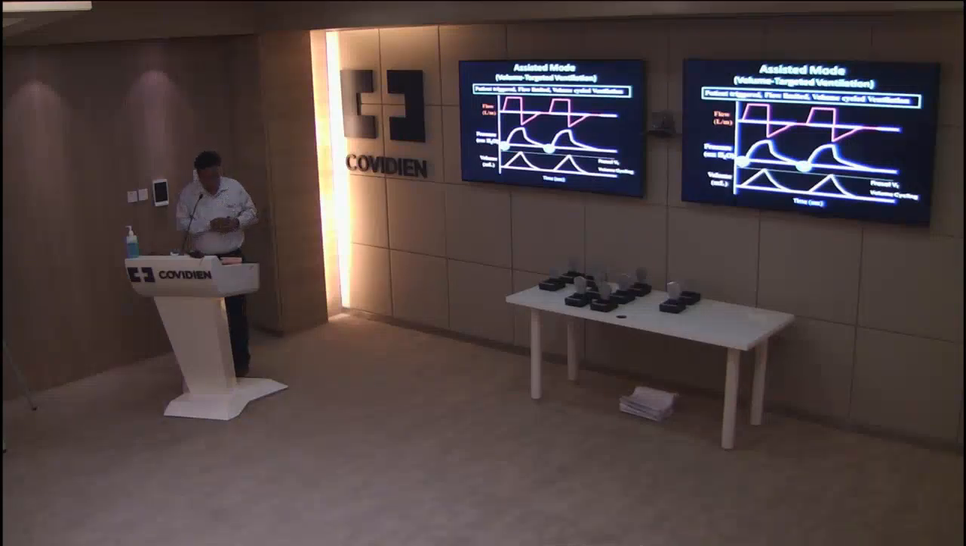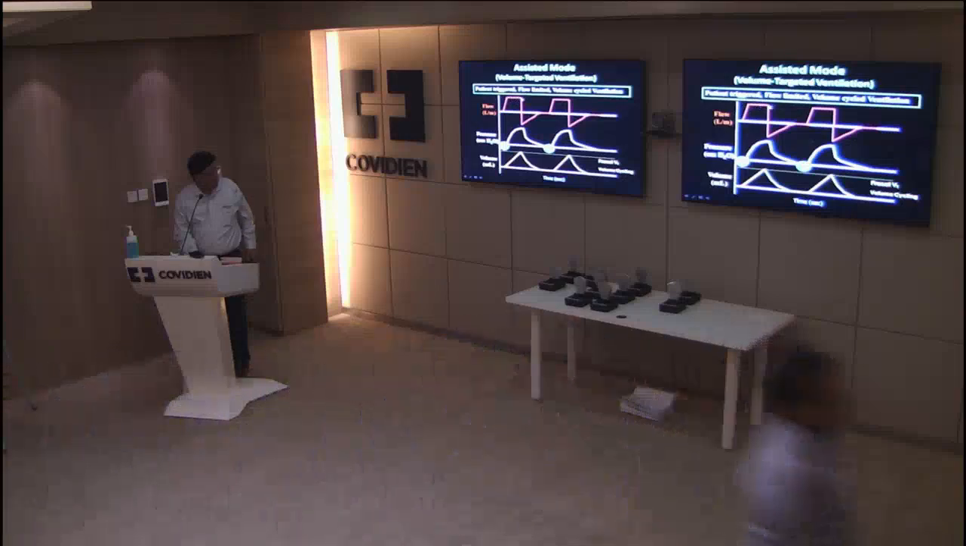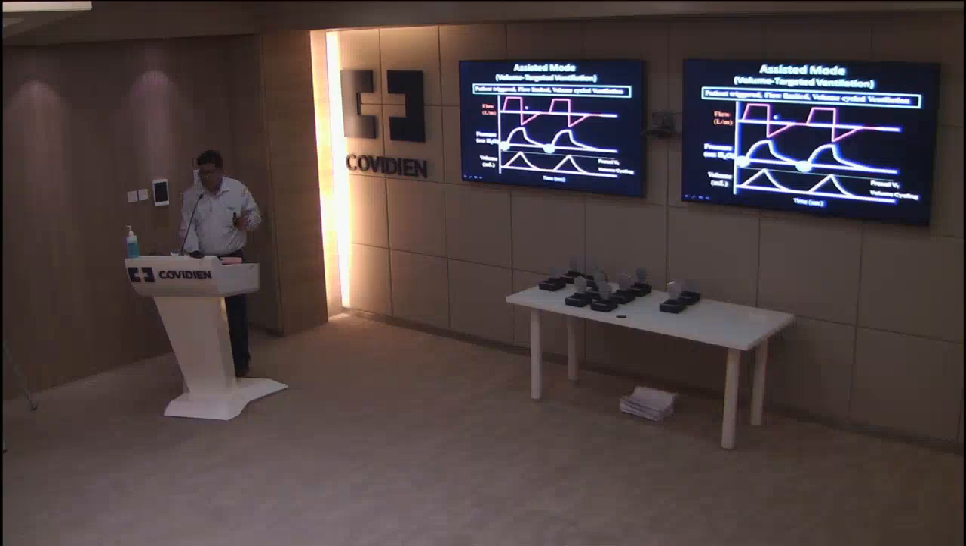That means if you look at the top, the flow doesn't go above a certain level, depending upon whatever flow rate you have kept. So the flow is limited and it is volume cycled. That means once the volume reaches the volume that you have set, it cycles to expiration. So volume control ventilation is patient triggered, flow limited and volume cycled.